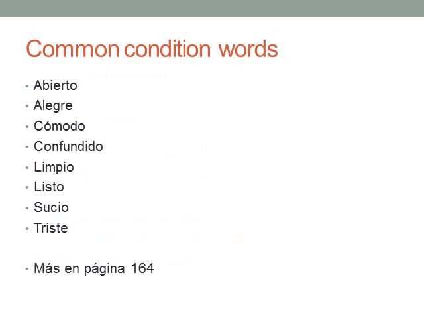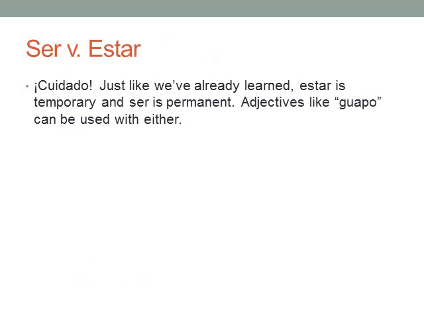Now, common condition words are words such as abierto, alegre, cómodo, comfortable, confundido, limpio, clean, listo, ready, to be ready, sucio, dirty, or triste, sad. And there are lots more of these on page 164 of your Vistas textbook.